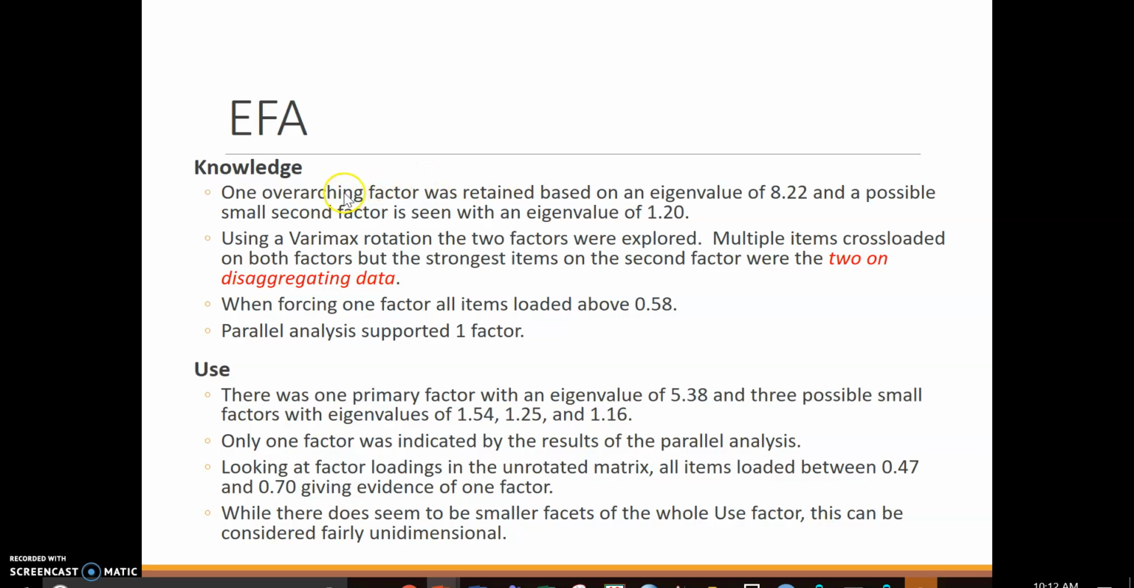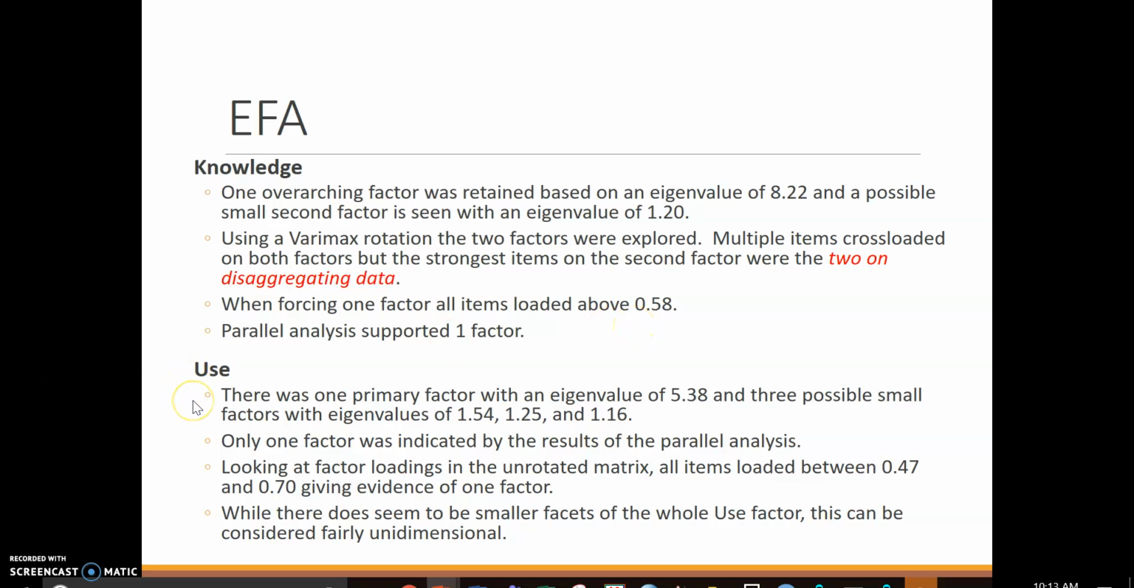With knowledge, for the exploratory factor analysis, we are seeing one overarching factor with a huge eigenvalue, and maybe a small secondary factor. The Varimax rotation looked at the two factors, and we do see that that second factor is the two items about disaggregating data. They're about analyzing data. So it kind of makes sense as a second factor, but when we force one factor, everything does load onto the single factor above a 0.58, and the parallel analysis does support a single factor.